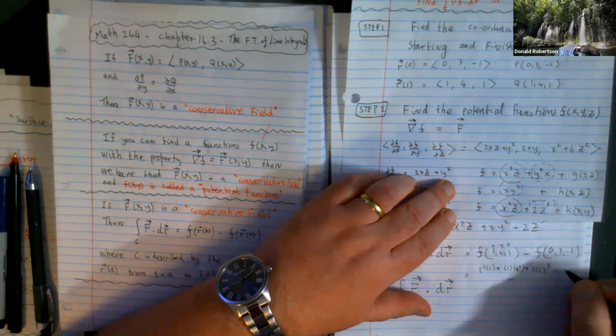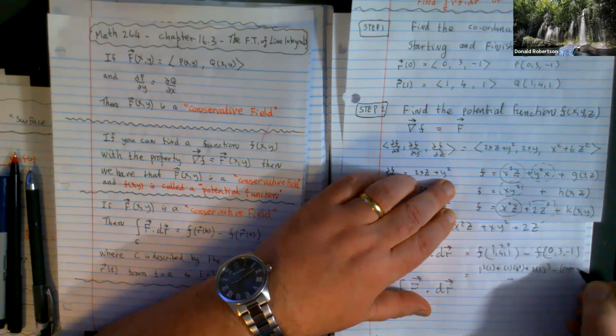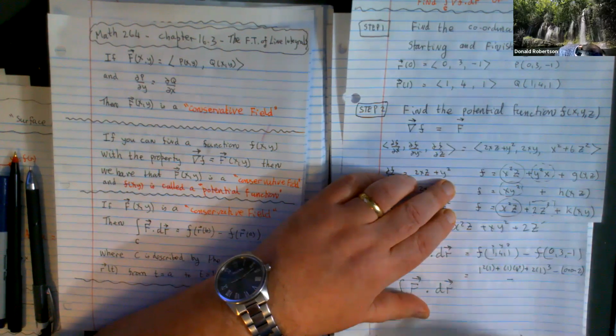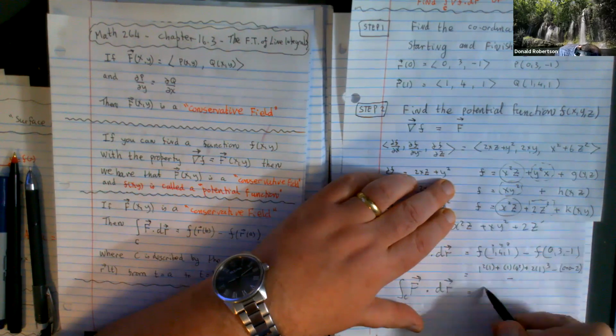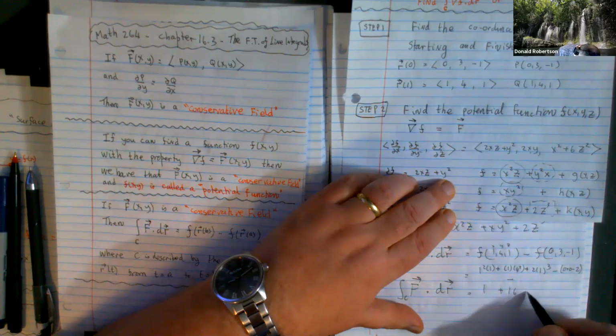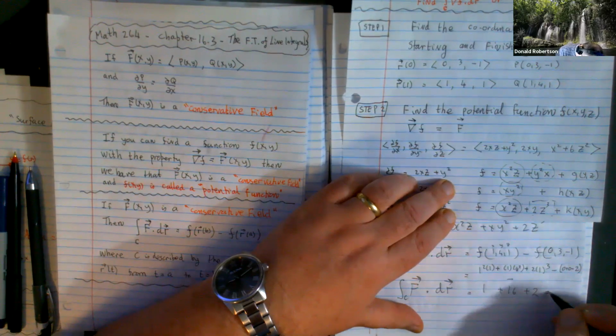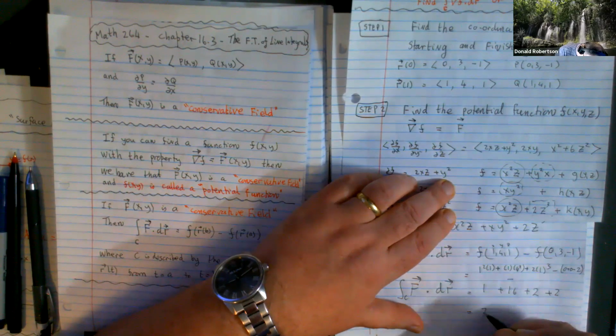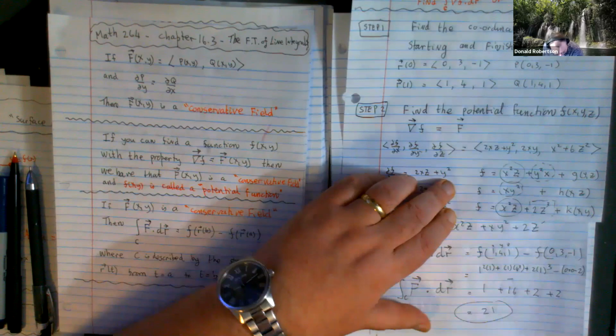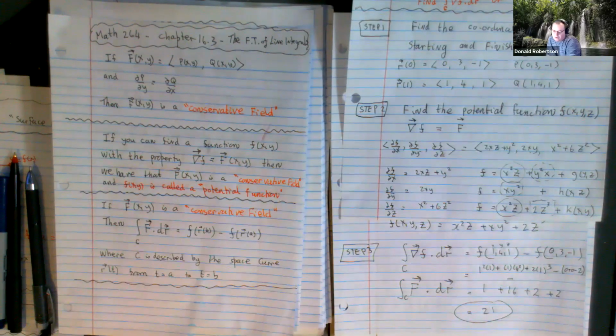Take away 0, 0, and 2 times -1, which is that. And I get 1, I get 16, I get 2, and I take away -2, so I add 2. And I'm assuming I didn't screw up anywhere. The answer I would get would be 21.